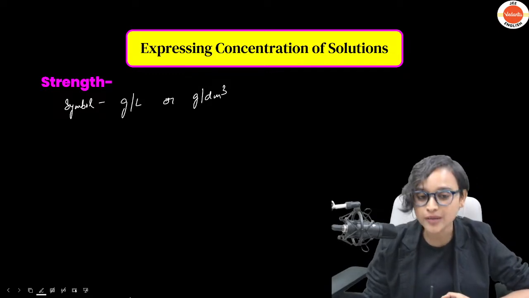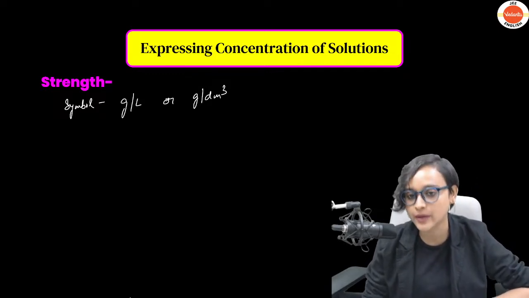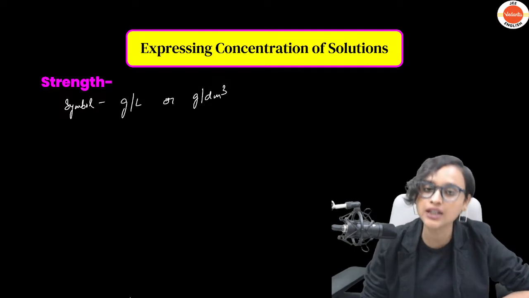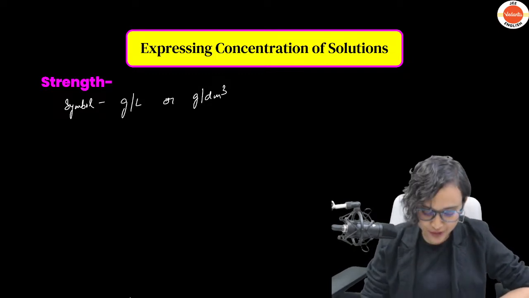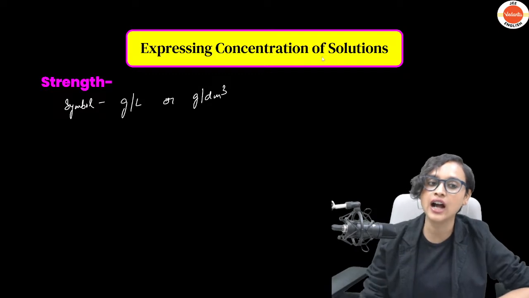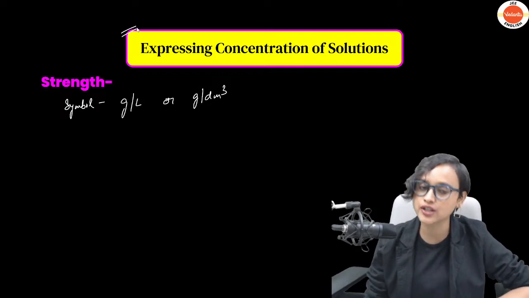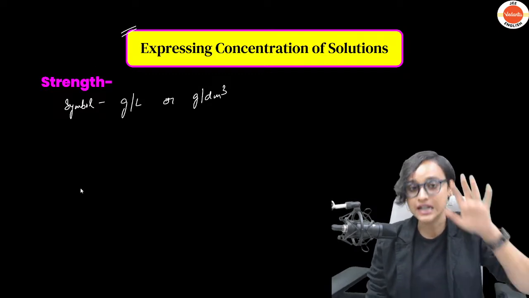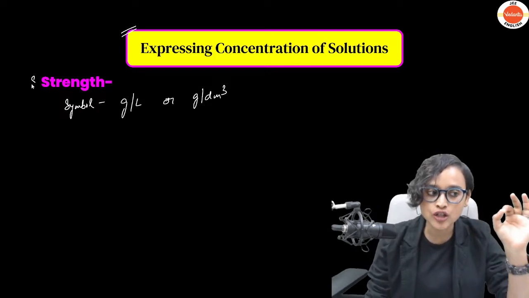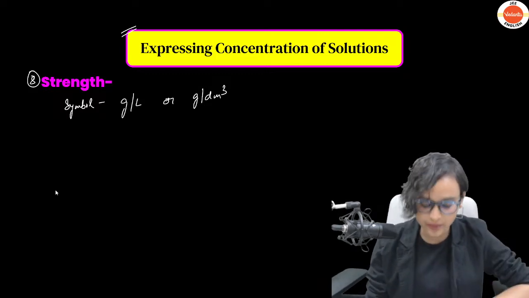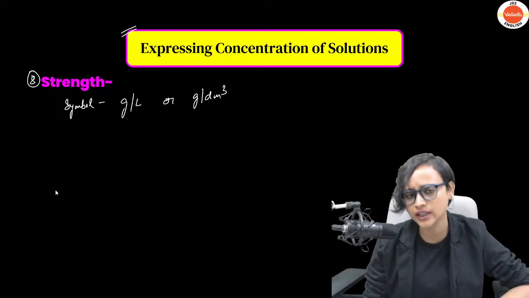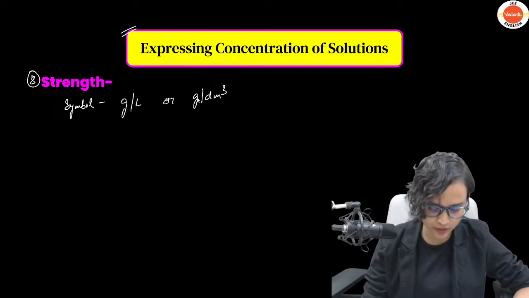Anushka, we are not talking about normality when we are talking about expressing concentration of solution, but you will learn about normality very soon. Don't worry about it. Right now, we are focusing on expressing concentration of solutions, and according to this, there are 7 terms. Strength is another, eighth term that I'm teaching you here because there have been some numericals related to strength.